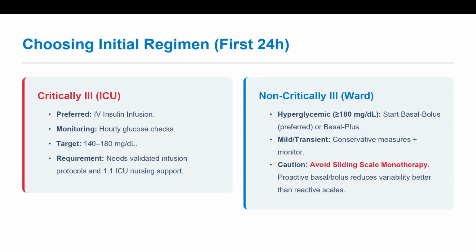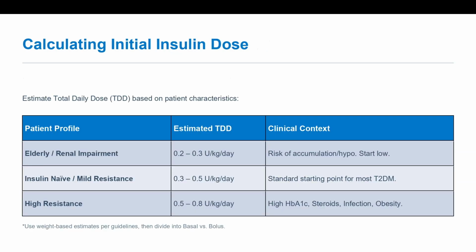Non-critically ill patients in the ward with hyperglycemia more than 180 milligram per deciliter, we have to start on basal-bolus regimens or basal plus regimens. Mild or transient hyperglycemic states can be managed conservatively with monitoring. Always avoid sliding scale monotherapy, which is absolutely outdated and not to be used; it prevents better glycemic control, and it also increases the variability and reactive state.